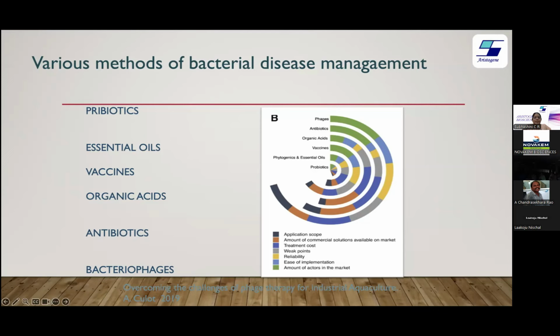And next is bacteriophages. If you see all these scenarios with different aspects like application scope, treatment cost, weak points, reliability, ease of implementation, and number of actors in the market, we see phages are good in many of the aspects. In all the good aspects, phages form a big circle when compared to the other treatment strategies.